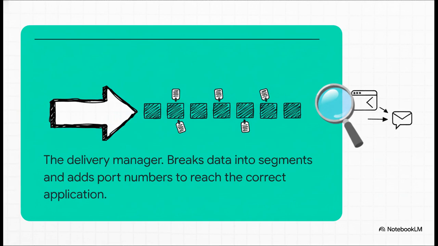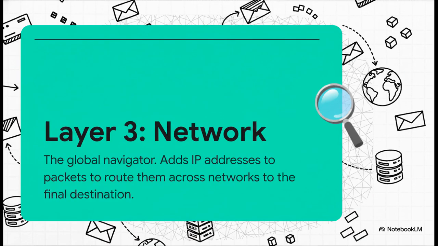It also adds something called a port number. Think of it this way. If your device's IP address is a huge office building, the port number is the specific mail slot for the right app inside. It makes sure your message goes to WhatsApp and not, say, your web browser. This layer also handles things like error checking. So you know when your video is buffering, that's often layer 4 at work, managing that data stream to keep things running smoothly. Next up is layer 3, the network layer.